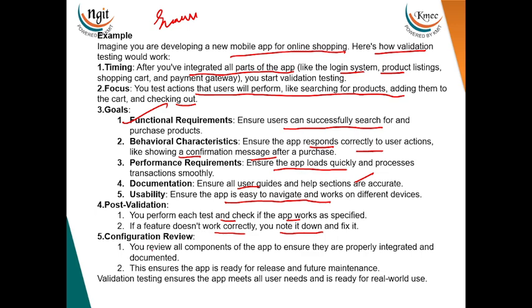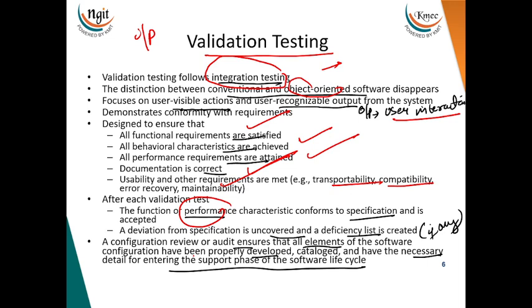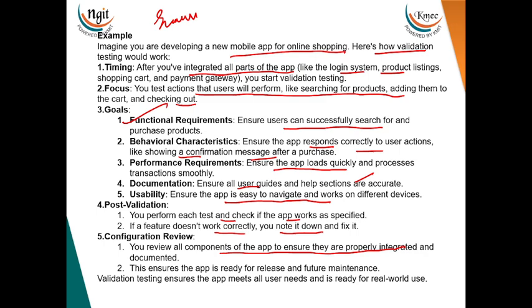Confirmation: in the configuration review, you review all components in the app to ensure that it is properly integrated with the documentation. This is the part which we have done. So the configuration review or audit ensures all elements of the software are related and checked. This is validation testing. Validation testing is the end part, which we have already done, and it is giving the required output.